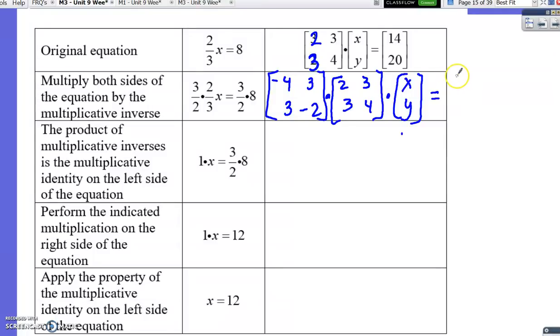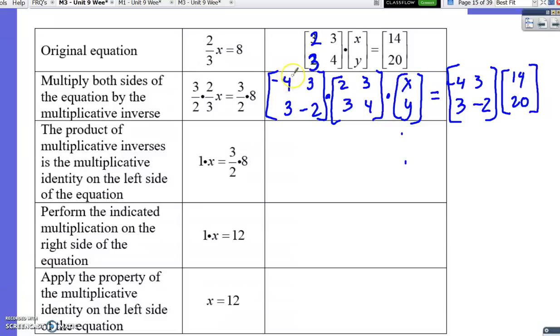I'm going to multiply -4, 3, 3, -2 by 14 and 20. And really all the action is going to end up happening on this side of our equation. On this side, we should get the identity. The product of inverses should give me the identity.